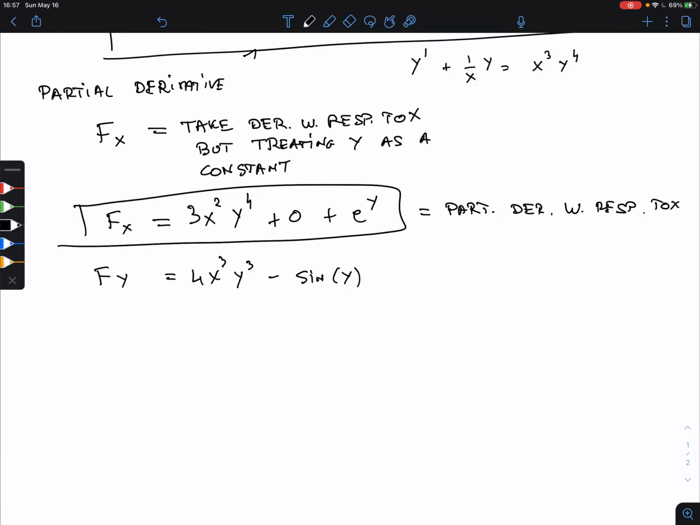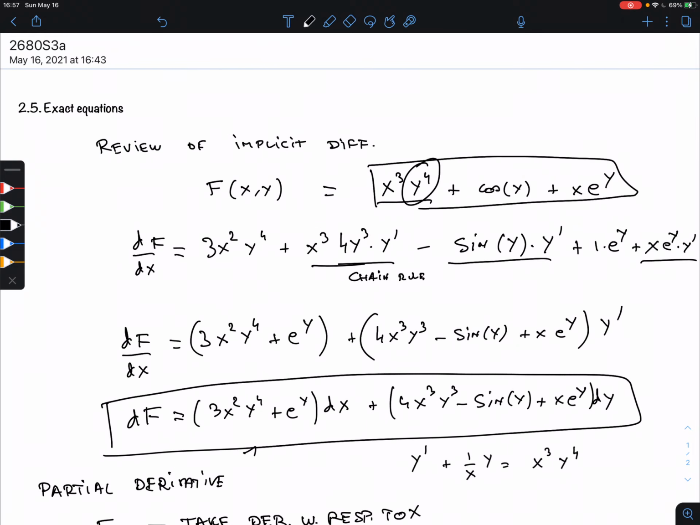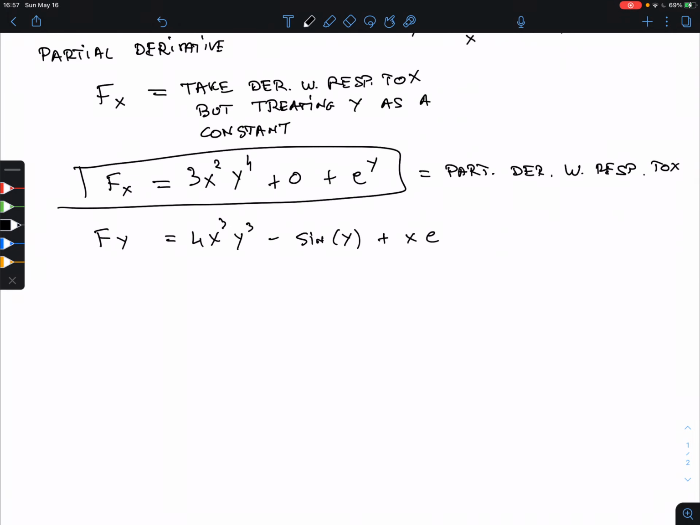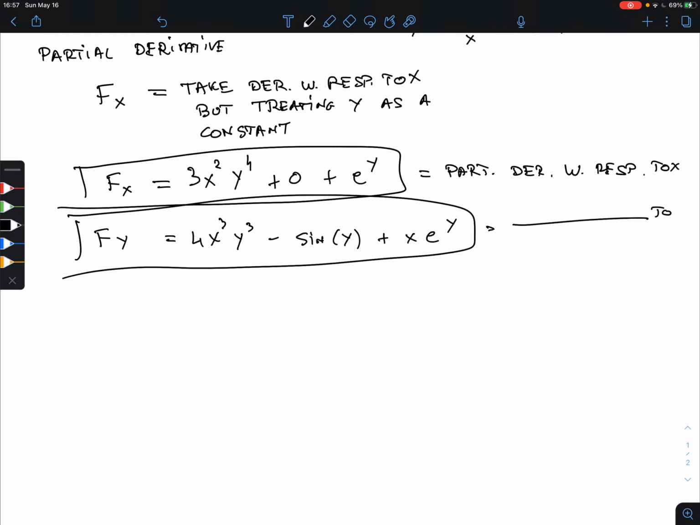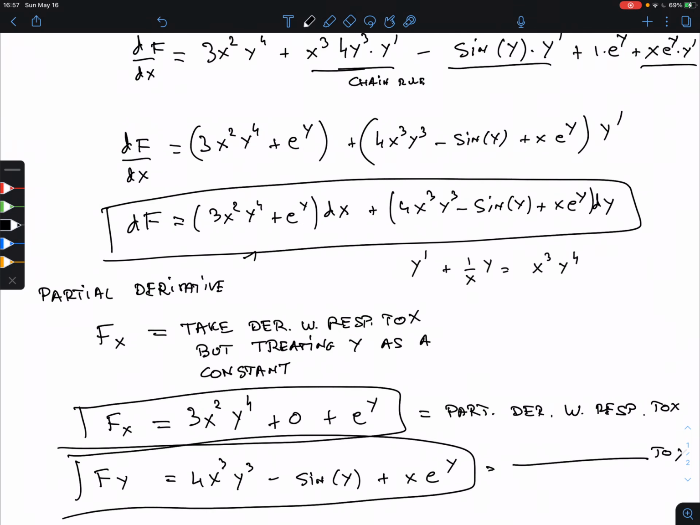Y prime? No. We take the derivative with respect to y, and that's the end of it. Y is the variable here. Y is not an inside function. How much less of an inside function can you be if you're a variable, right? And then here, what is the derivative? X is the constant, so we just copy that. The derivative of e^y is just e^y. Again, no y prime. Okay, so that is the partial derivative with respect to y.